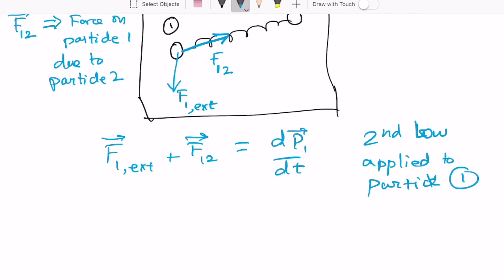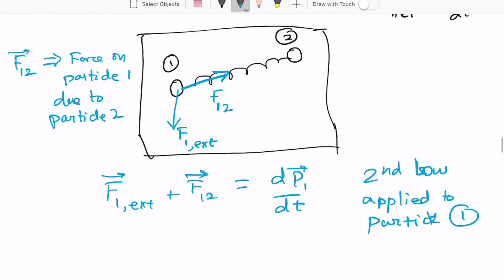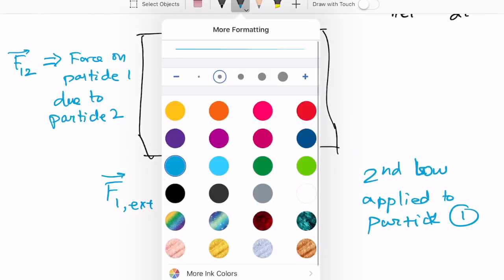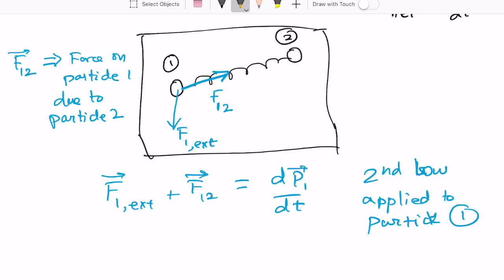So for particle number 2, there are again two forces acting on it. There is F2 external, the external force on particle 2, which in this case is gravity. And then there is another force that's coming from particle 1, right? So that's going to be F21 in our notation. And I should really put vector signs on all of these.